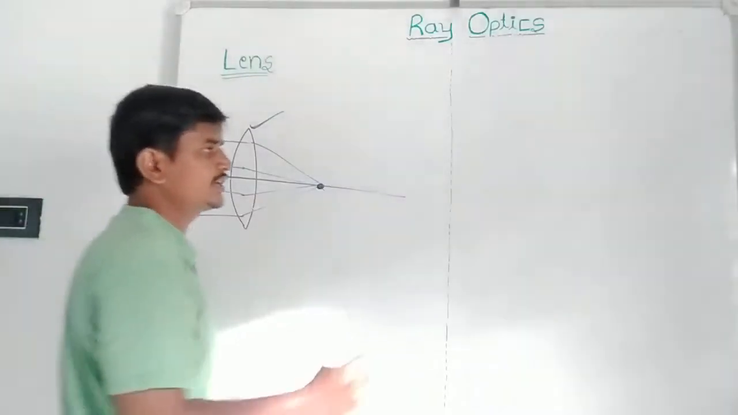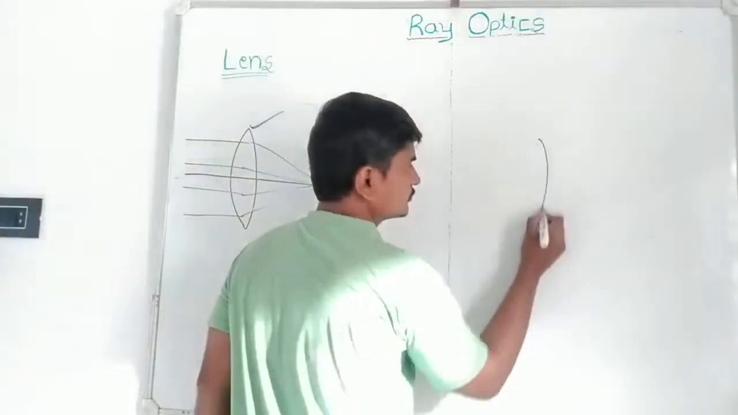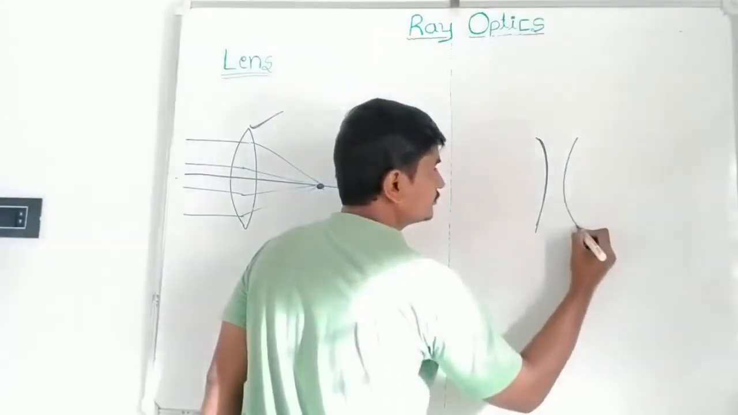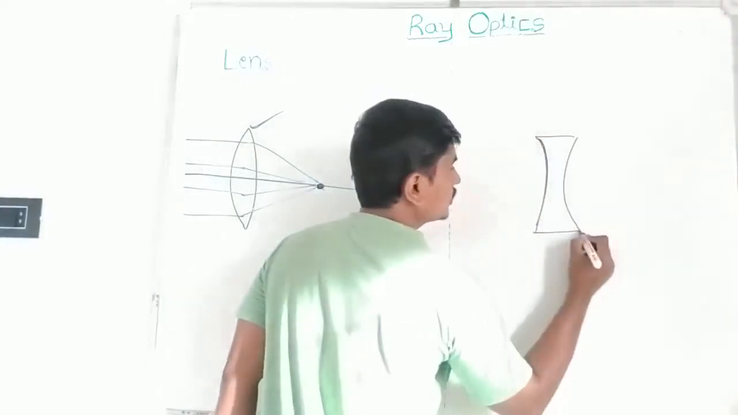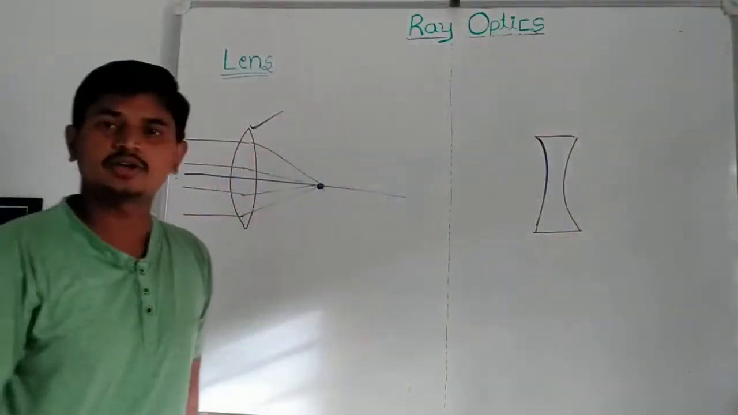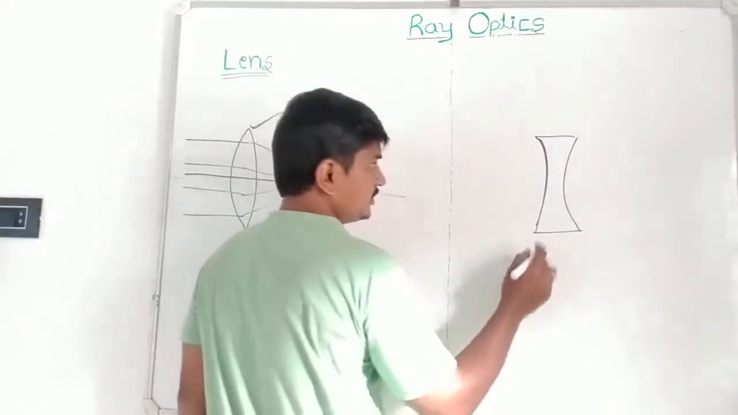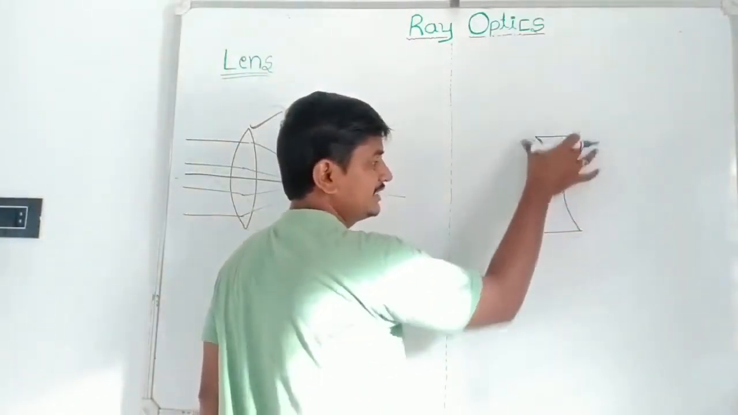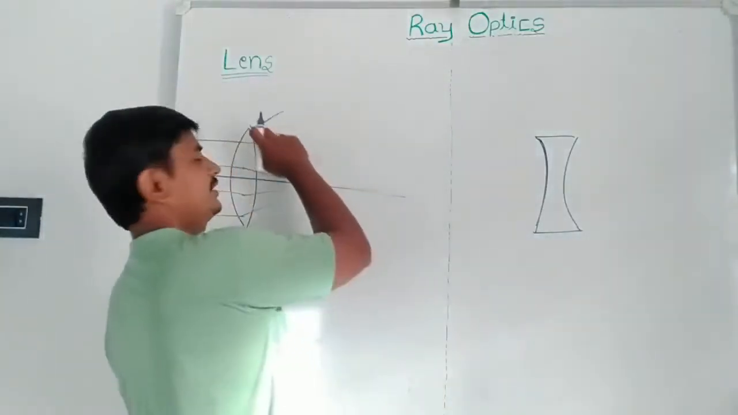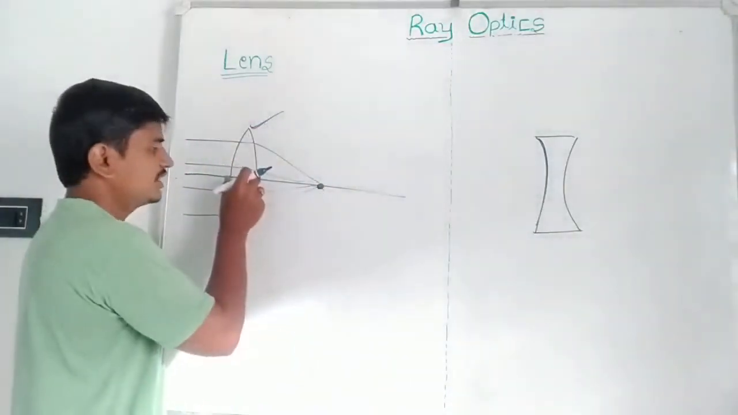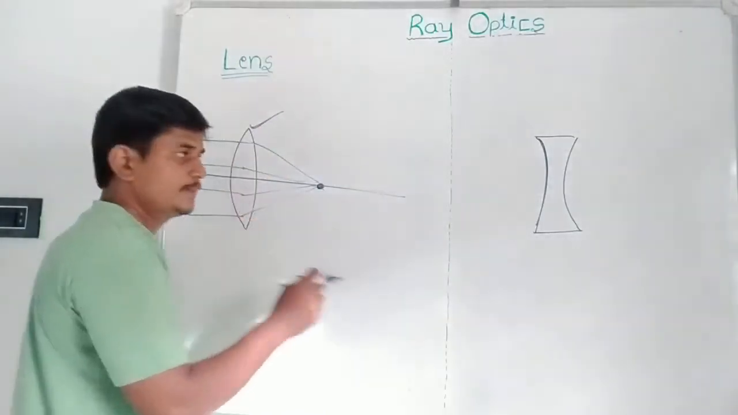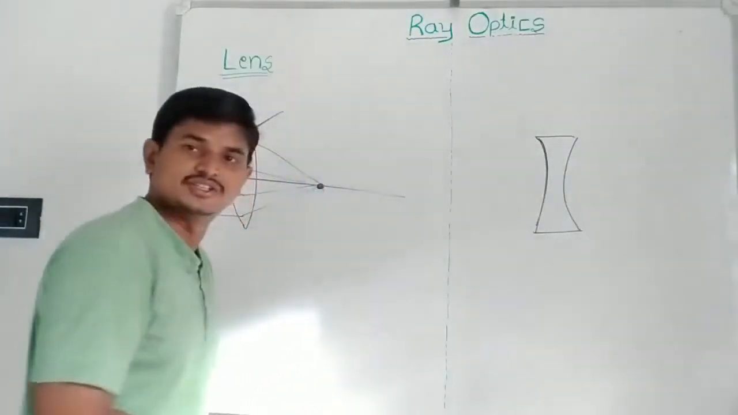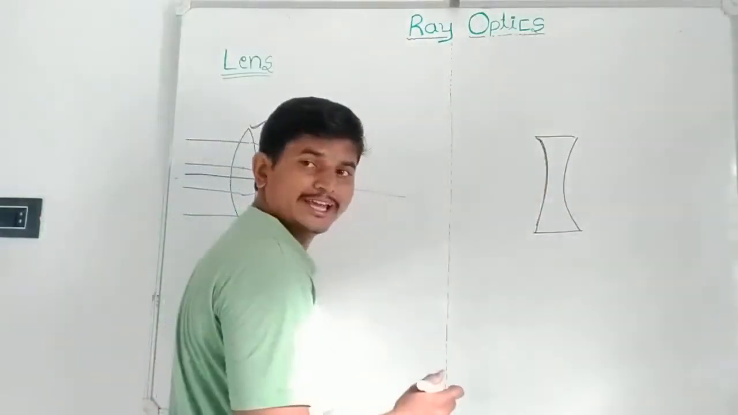Then another one is a concave lens. Now I have taken a concave lens, or you can call it a biconcave lens. Here it is made like this, opposite to the convex lens. A convex lens is thicker at the middle and thinner at the edges, but a concave lens is thinner at the middle and thicker at the edges. This is the concave lens.